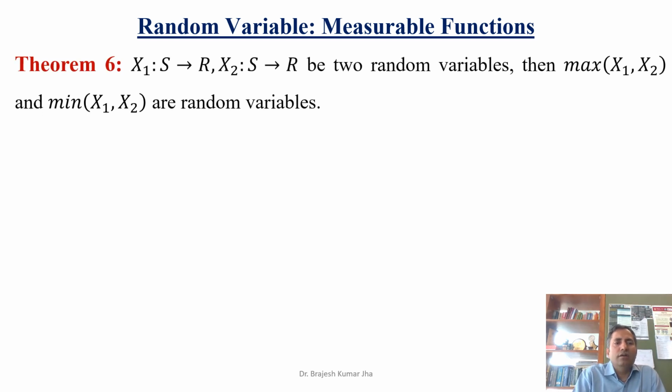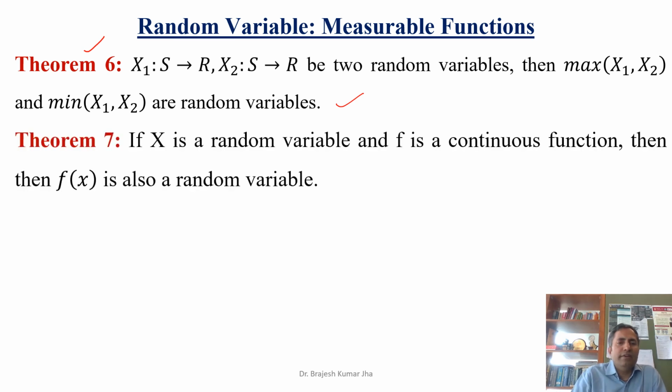Next is the statement that X1, X2 are two random variables. Then the maximum of X1, X2 and the minimum of X1, X2 are also random variables. If X is a random variable and f is a continuous function, then f(X) is also a random variable. This is a very good example: if X is a random variable, then you can define f(X) equals X squared plus 2X plus 3. It is a polynomial which is continuous, so it is also a random variable.